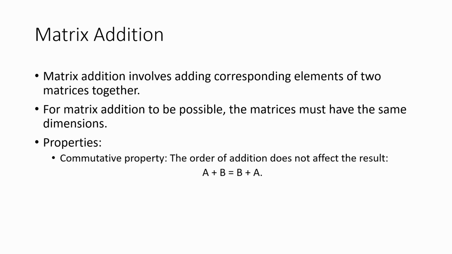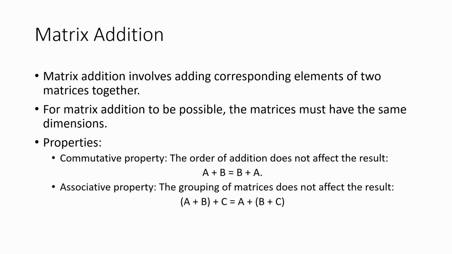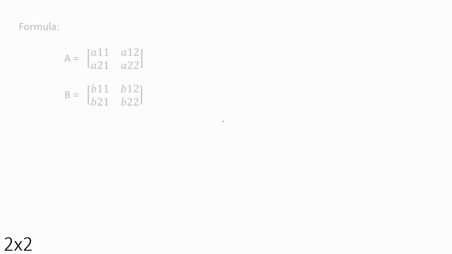So for the properties, we have the commutative property. The order of addition does not affect the result, of course. And the grouping of matrices also doesn't affect the result. Let's get into the formula.